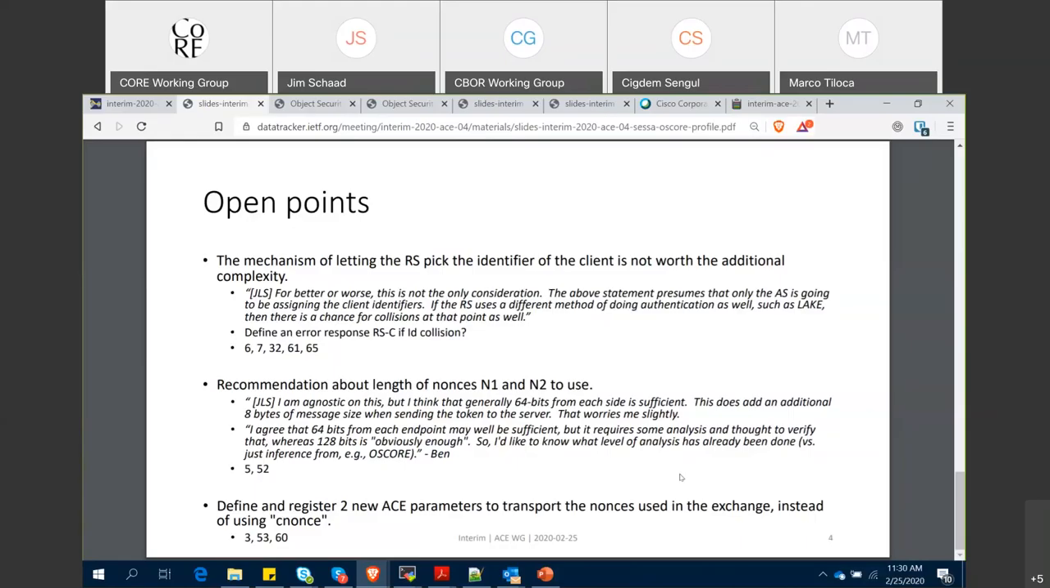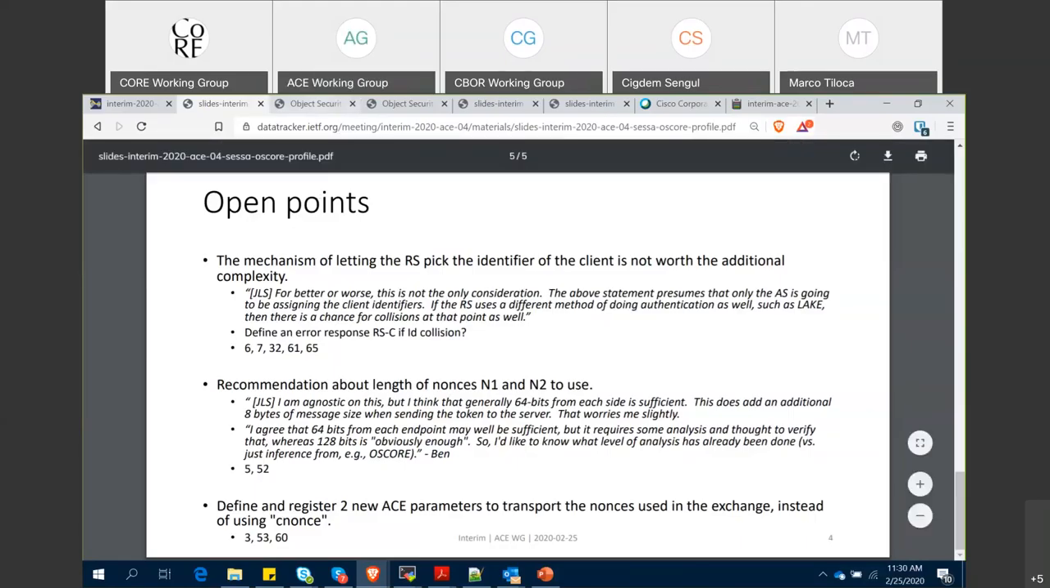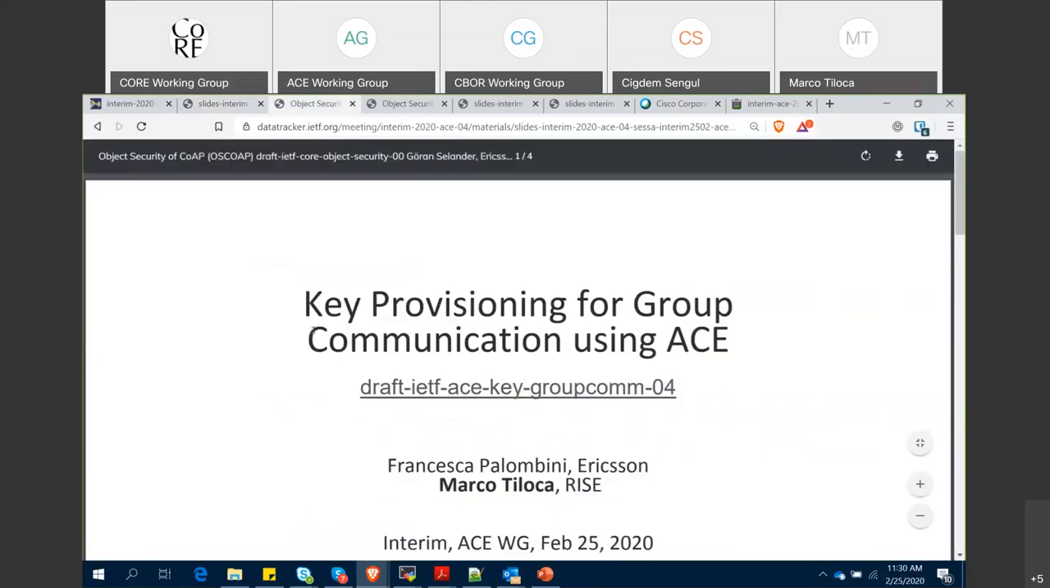Okay, I think that should be it for the OSCore profile. Okay. So the plan now is to recap. I will do just a couple of changes that were discussed today. As soon as Ben gives me the okay, I merge the pull request and submit a new version. I don't know if I will submit one or two new versions. I could submit one version and then do the changes we discussed today.